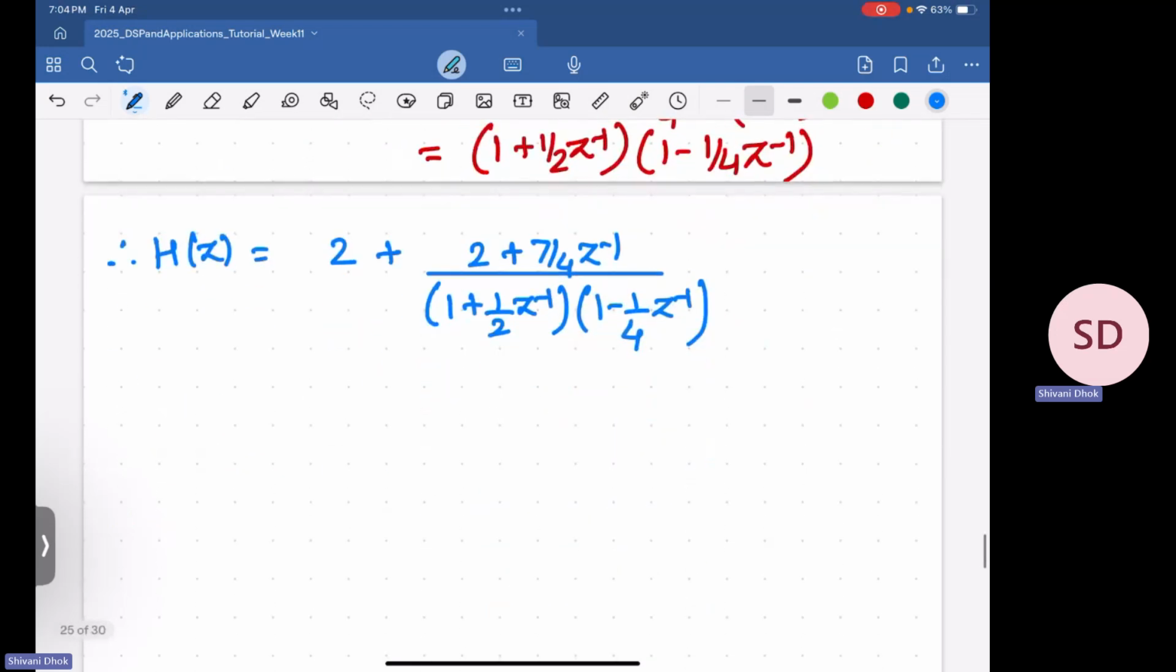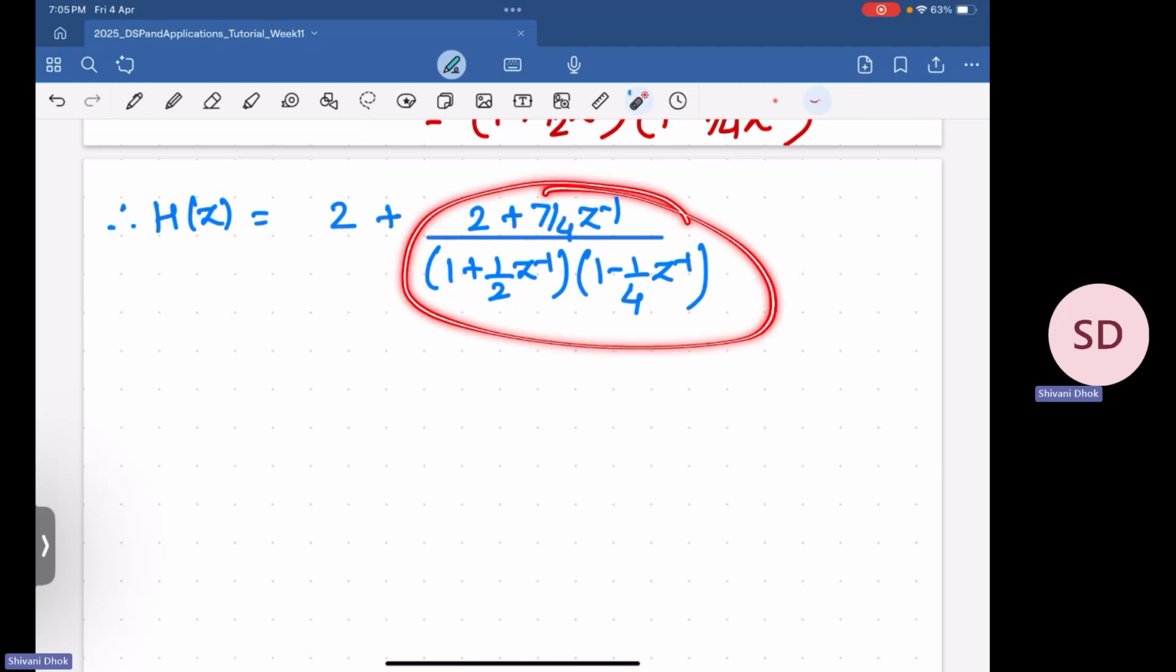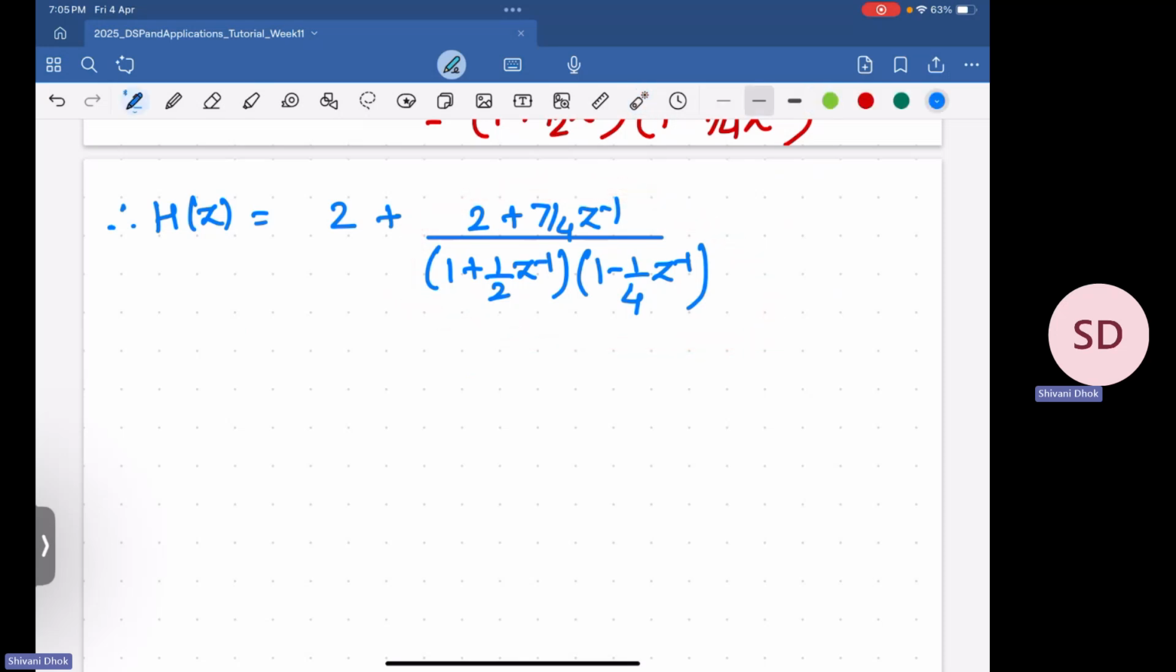So now we can still go one step ahead and try to use the partial fraction method to represent this as a summation of two single order filters. Okay, so what we can do is, now we'll just focus on this part.